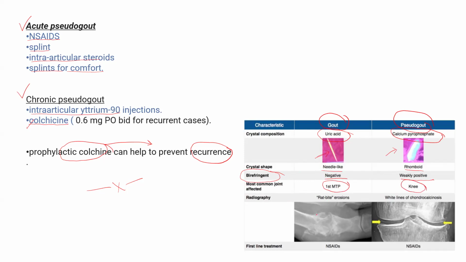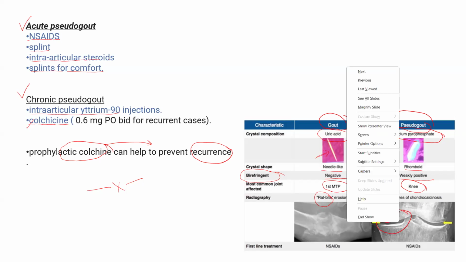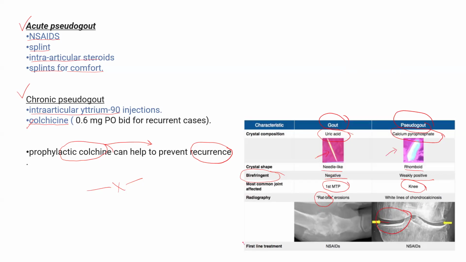If you see the X-ray in gout, you have lytic lesions with projection of sclerosed bone. It appears as rat bite lesions. Whereas in pseudogout, you have calcification of fibrocartilage structures. So we have calcification of either the menisci or the triangular fibrocartilage. The first line treatment is for pain relief. We use NSAIDs in both.